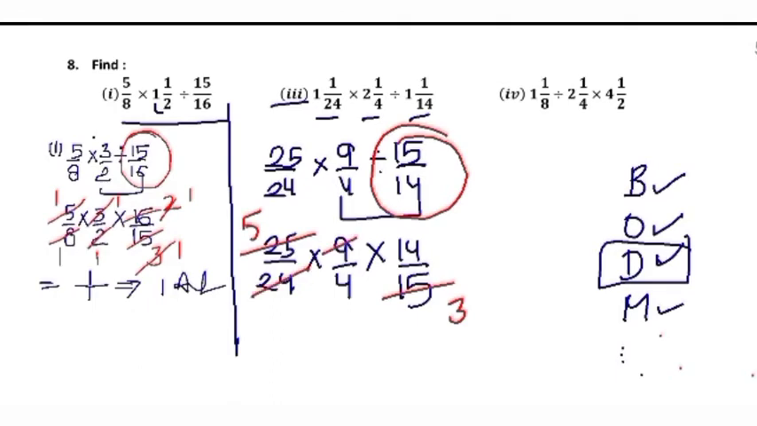This 24 and this 9 both are divisible by 3. 3 8s are 24, 3 3s are 9. So 2 2s are 4, 2 7s are 14. Now this 3 and this 3 are also divisible by 3. 3 1s are 3, 3 1s are 3.